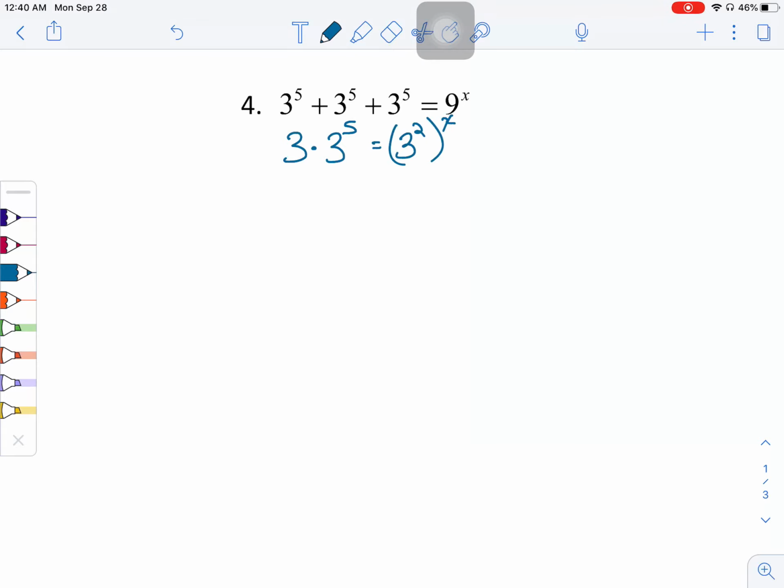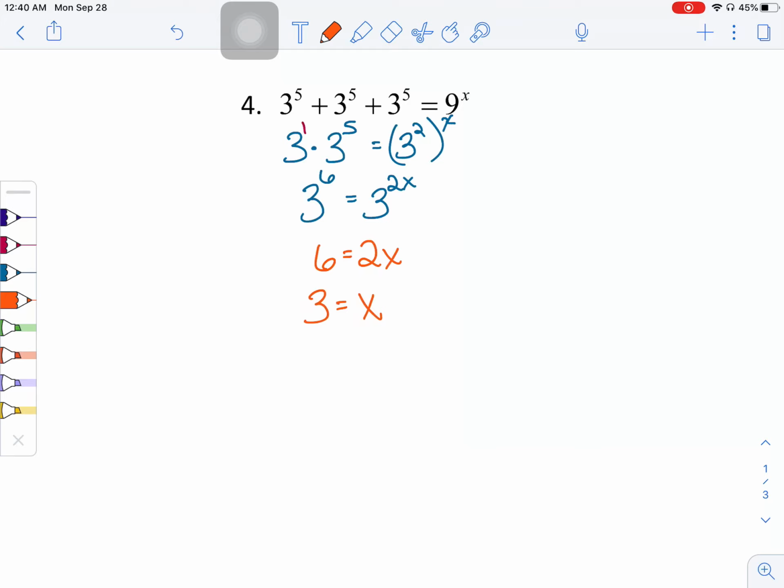And so I'm going to rewrite 9 as 3 squared to the x power. So on the left side, we're going to go ahead and combine these two. So this is 3 to the first. So this is going to be just 3 to the 6th, right? Add 1 plus 5. On the right side, we've got 3 to the 2x. The only way to make this work is if our exponents now become equal to each other. Divide both sides and we get x is equal to 3.